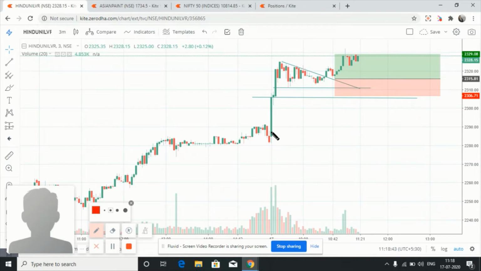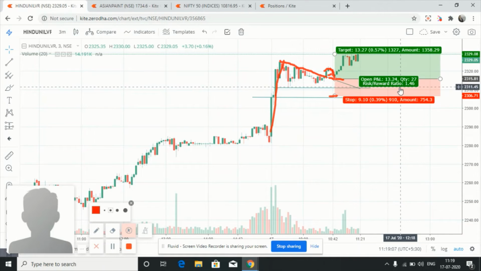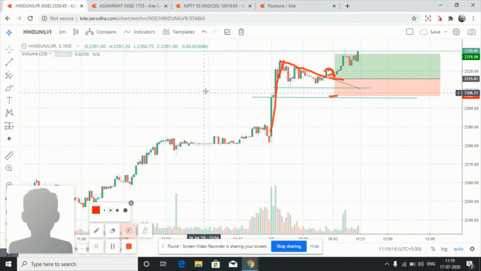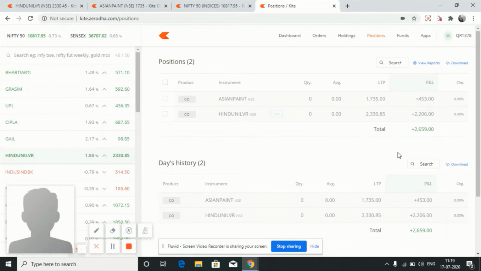Let's discuss the trade. First, we had a confirmed uptrend. Next, we got a trend line breakout, but I didn't enter here. I waited for the last kiss and took my entry at this point. I kept my stop loss at the nearby resistance with a small buffer, at this point. Coming to the risk reward ratio, I always think of a ratio of 1, but today I could achieve a risk reward ratio of 1.47. So in Hindustan Unilever, we got a profit of 2,206.